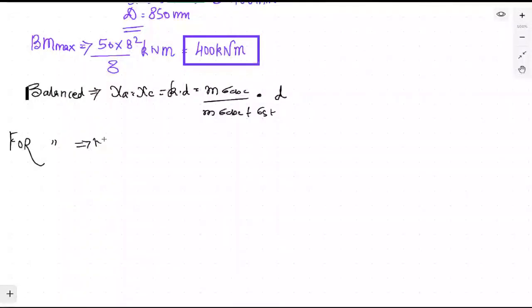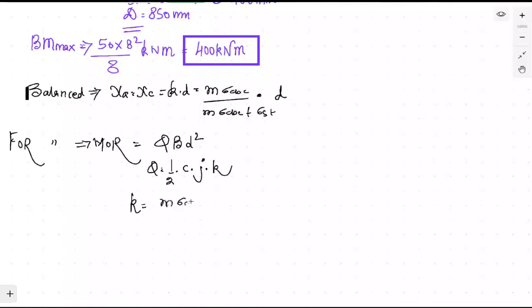the moment of resistance can also be given as Q B D square, where Q is equal to half into C into J into K. For the balance section, the moment of resistance can also be written like this. Q is equal to half C J K, where K you already know, K is equal to m sigma CBC divided by (m sigma CBC plus sigma ST). J is equal to 1 minus K by 3, and C you already know is the stress which is present in the concrete.